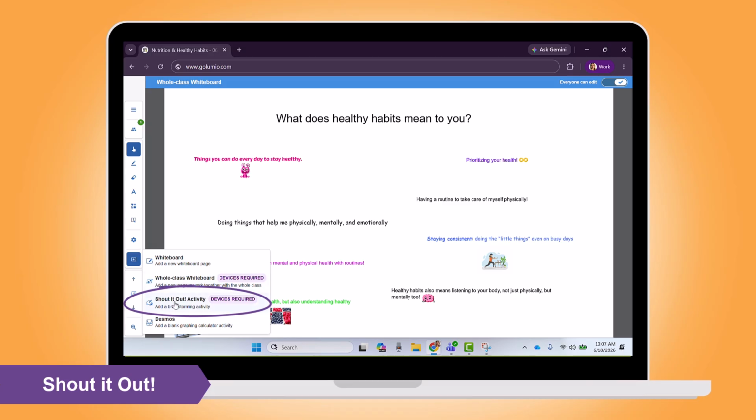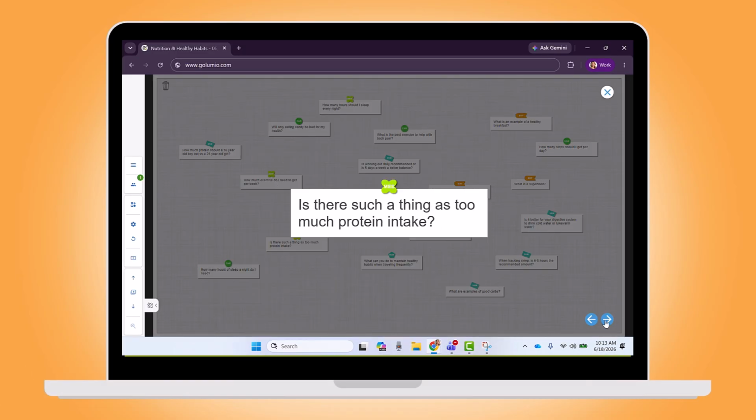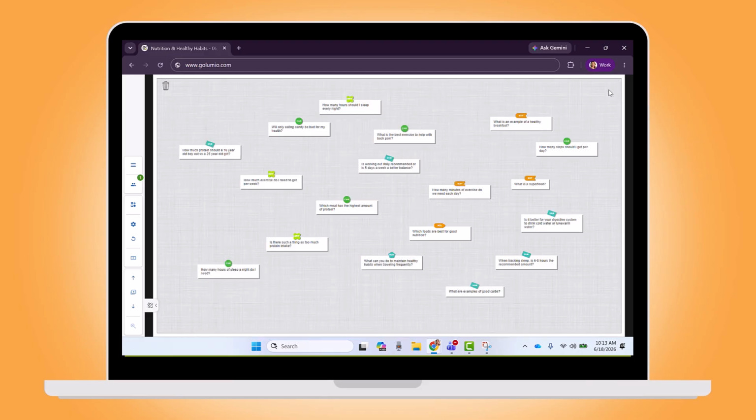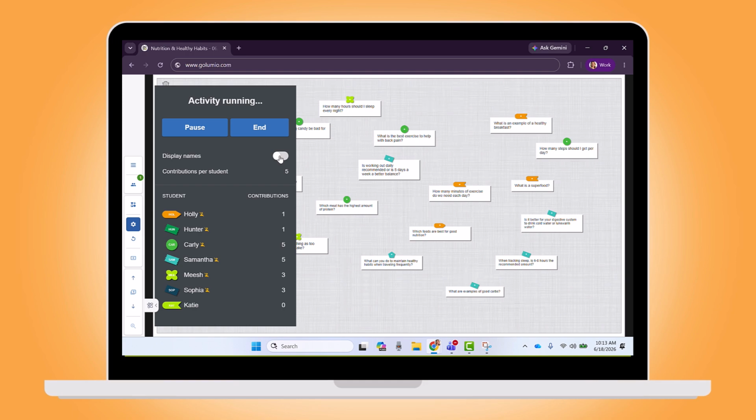Add a shouted out activity to quickly poll students or collect ideas, such as examples tied to the lesson, one-word summaries, or real-world connections. Use the gear icon to turn off display names for anonymity.